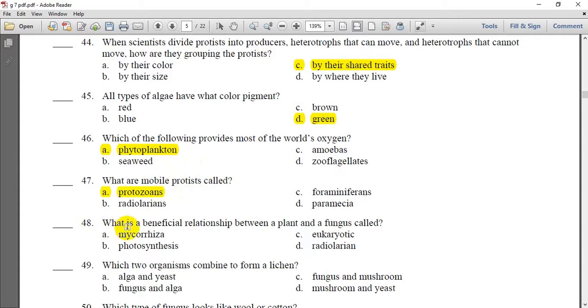Question 48. What is the beneficial relation between plants and fungus? The relation between plants and fungus is a mutualism relation. In this kind of relation, plants help the fungus and give it food, and at the same time the fungus helps the plant and gives it minerals. This kind of relationship, we call it mycorrhiza.